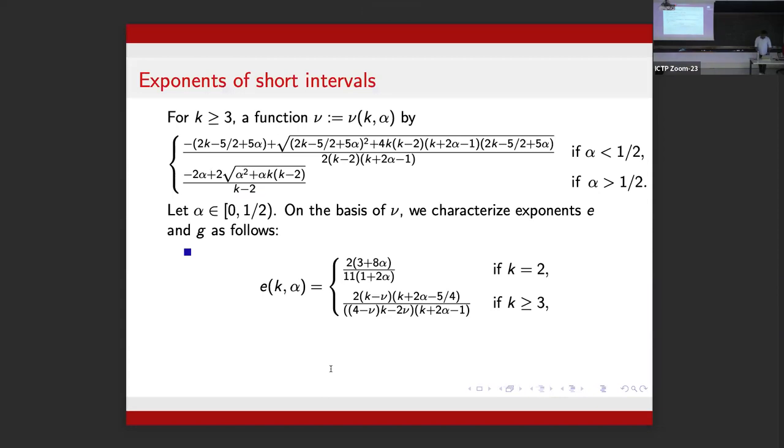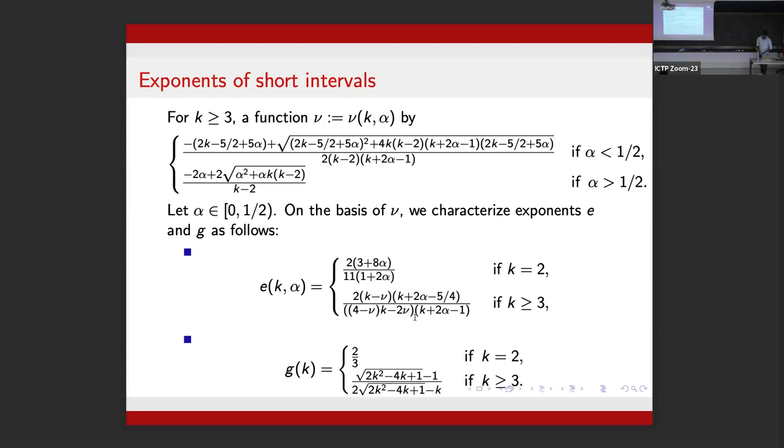When alpha belongs to 0 to half, we are talking about the exponent. For k equal to 2, the exponent looks like 2 times (3 plus 8 alpha) over this. This exactly meets the exponent of Matomäki, Radziwiłł and Teräväinen for the k equal to 2 and alpha equal to 0 case. But for k greater than or equal to 3, we have this expression, and it depends on mu here.